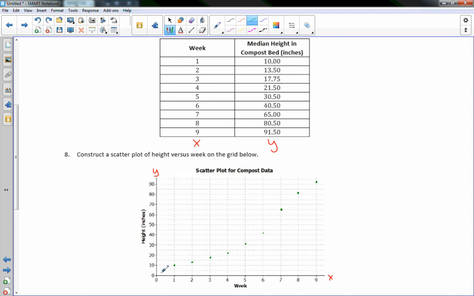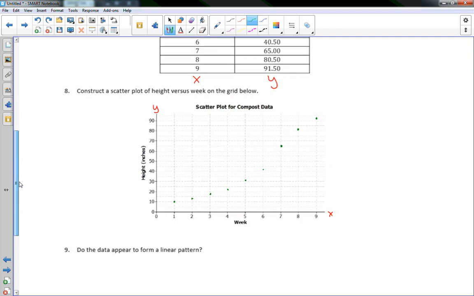Okay, so now look at our graph. Do the data appear to form a linear pattern? And I would say no. It curves. That's a U. Okay, it is curving up, but then it's kind of curving, it's slowing down again. It's starting to curve here, because obviously no plant just grows forever. It's eventually going to slow down and stop at a maximum point somewhere.